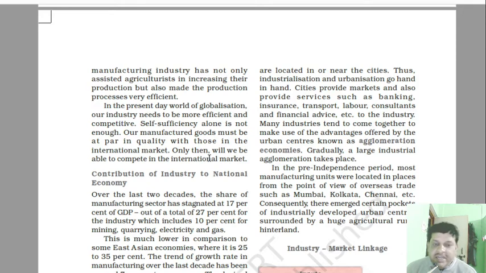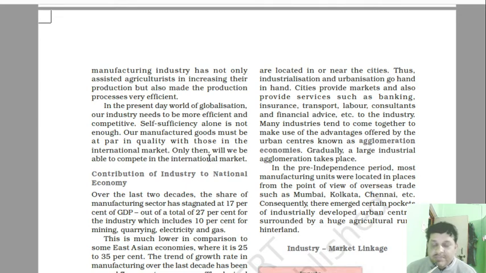What was the situation prior to independence? There was British rule, and most manufacturing units were located in places from the point of view of overseas trade, such as Mumbai, Kolkata, Chennai. When there was the rule of the Britishers, the industries were established with the point of view that the manufactured goods needed to be exported to foreign nations, and taken away from India to other nations.